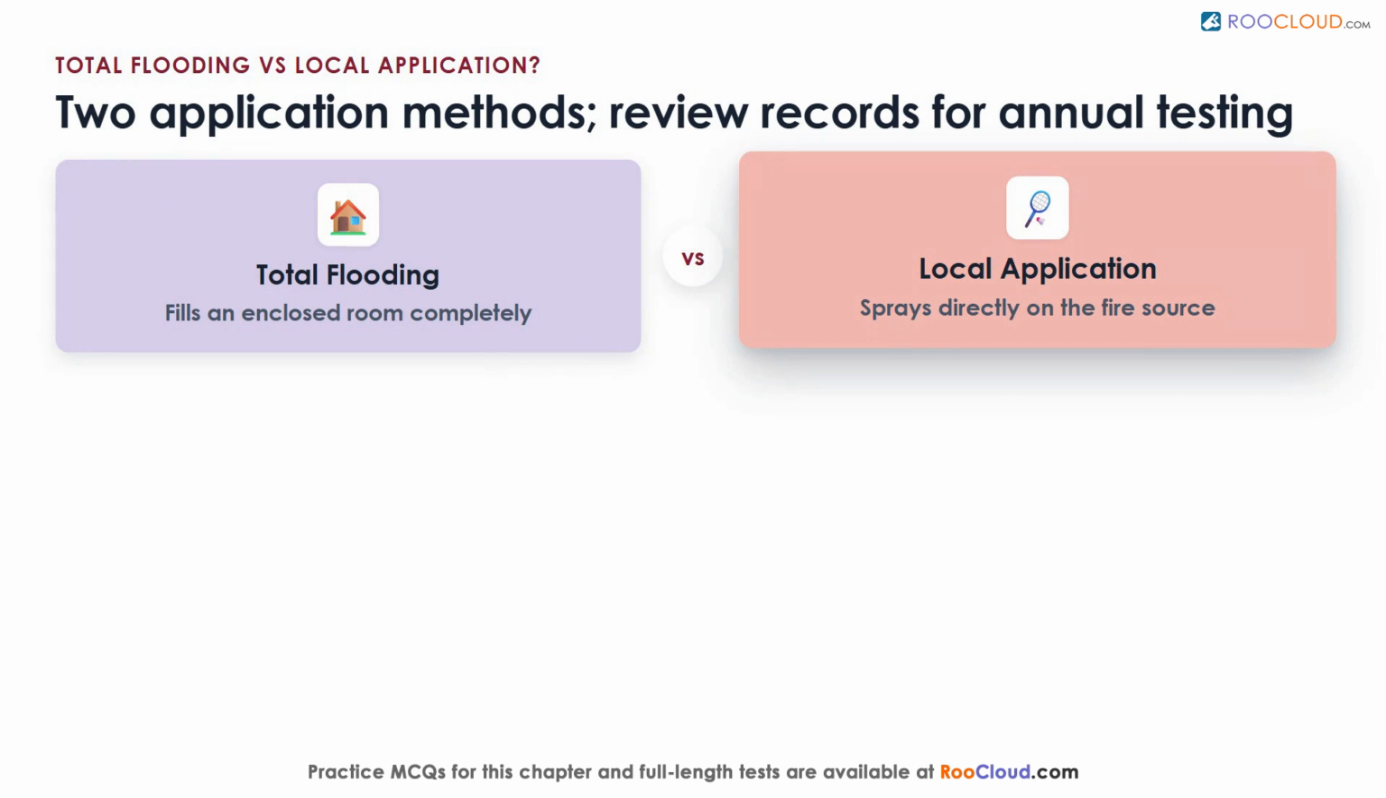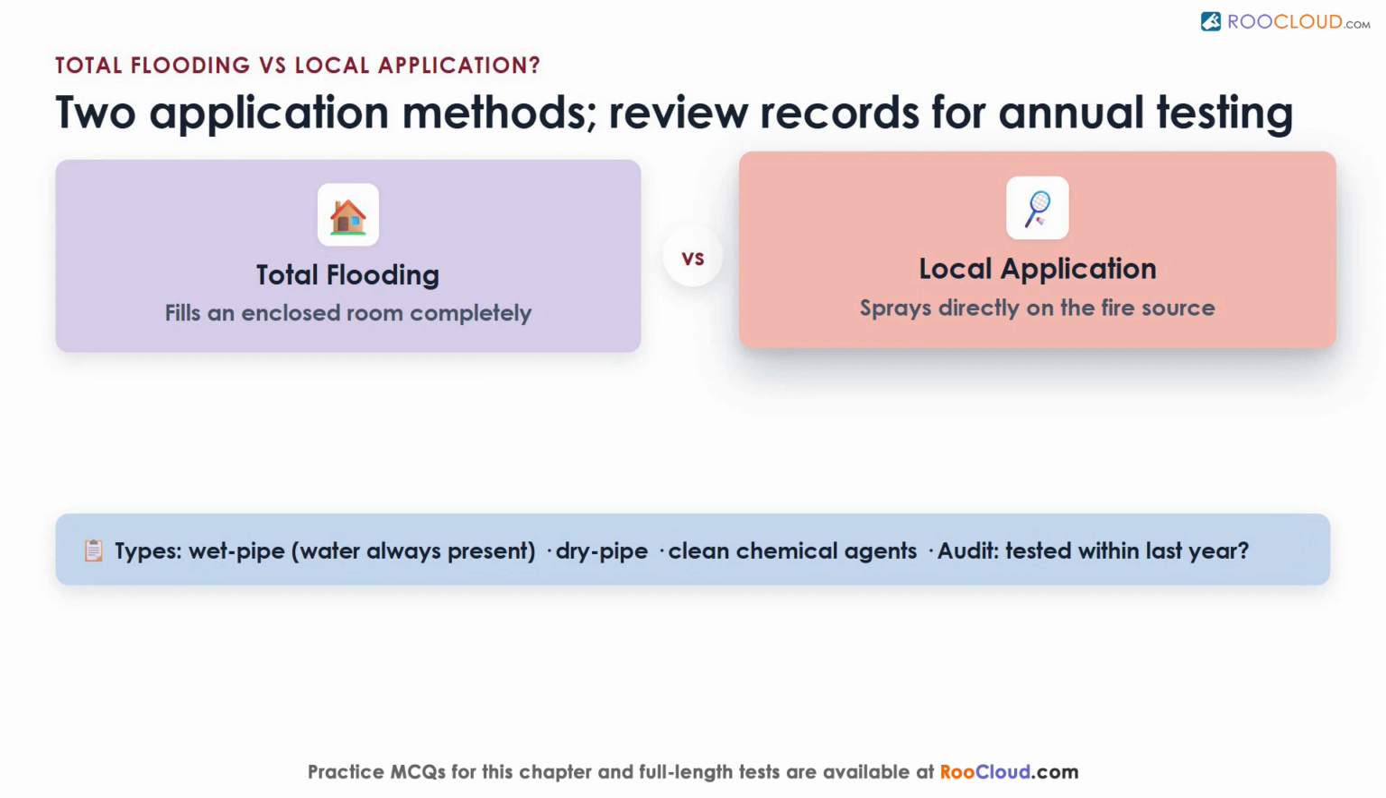You should also recognize the common system types. A wet pipe sprinkler always holds water in the pipes, which can leak. A dry pipe system holds the water back until an alarm triggers. And there are clean chemical agents, often preferred around electronics. Because testing is expensive, you may simply review the inspection records. Just confirm it was tested within the last year.